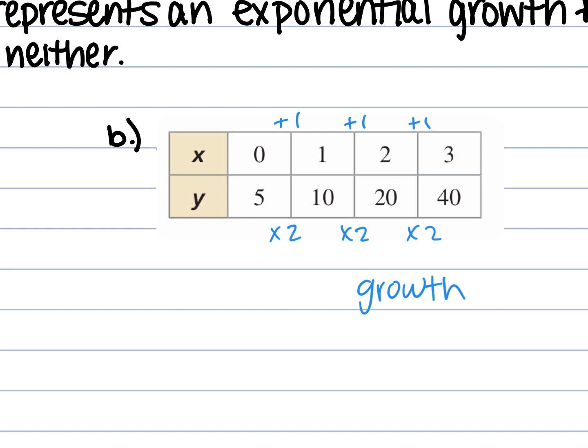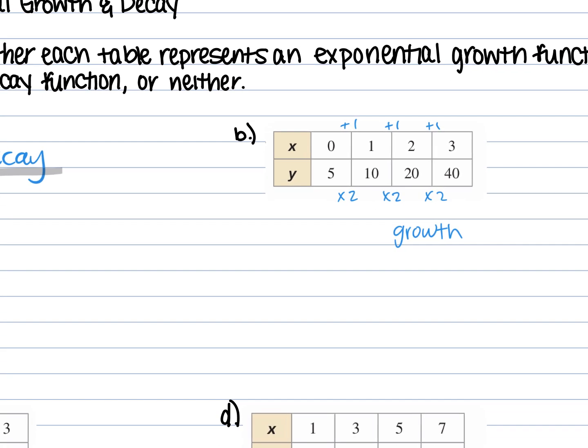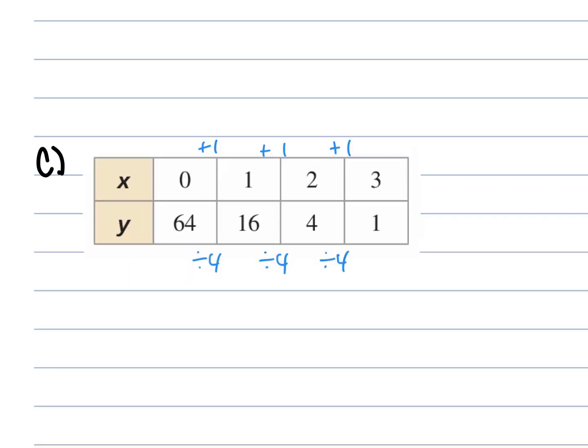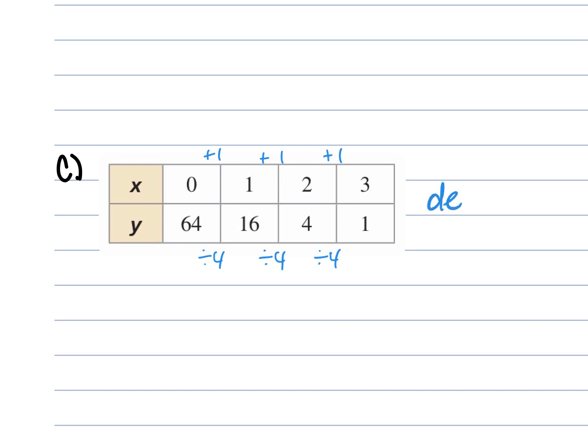What about C? My x's? Adding 1. My y's? Good, they're dividing by 4. Excellent. Growth or decay here? This one's decay. Why is it decay? It's going down. We're dividing, right?